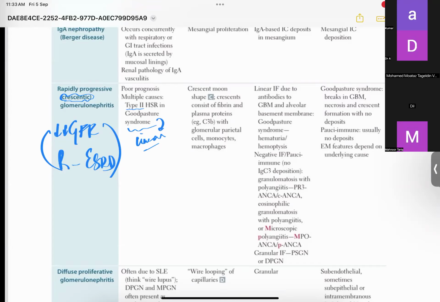What else? And the fibrin is important in crescents. All these inflammatory cells like monocytes, neutrophils, and complement systems will be there, but the fibrin is what causes crescents. They all combine to form crescents. What else can we say? Macrophages, linear immunofluorescence. I have explained this.